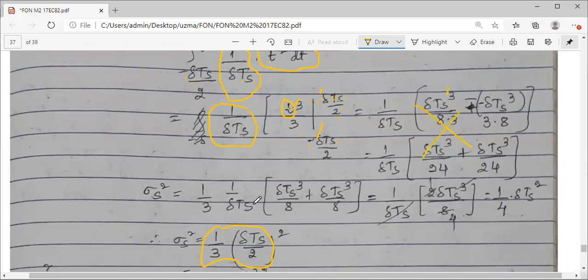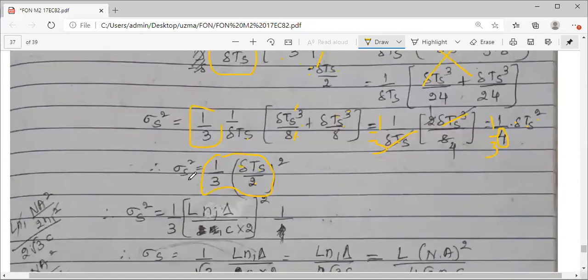Okay, don't consider this here. 1 by 3 and 1 by delta Ts I have taken outside. You will be getting cube by 8, because 2 is here, 2 cube will be 8. Minus of minus is plus, so delta Ts cube by 8. So 2 times delta Ts cube by 8. So 2 ones are 2, 2 fours are 8. You will be getting 1 by tau, delta Ts gets cancelled here. You will be remaining with 1 by 4 delta Ts square. I have not kept the 1 by 3; you can write it here, 1 by 3 and 1 by 3. So finally you will get 1 by 3 delta Ts by 2 whole square, because I have taken this 2 as 2 square.